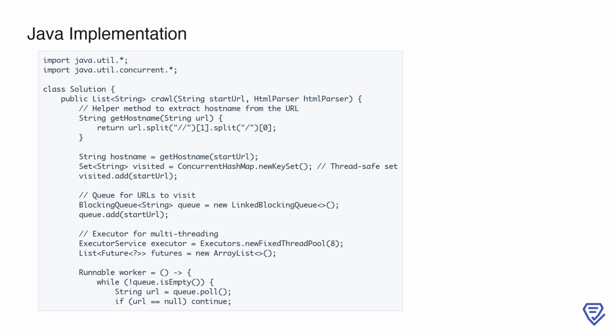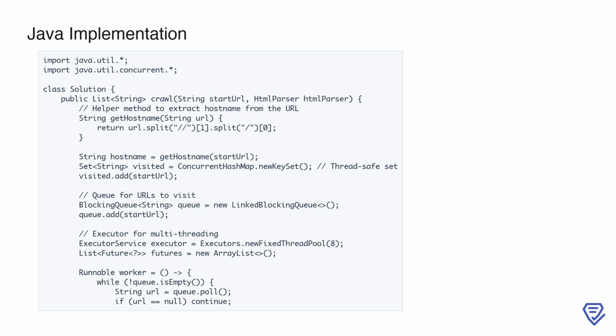To enable multi-threading, an executor service with a fixed thread pool of 8 threads is initialized, which will allow us to process multiple URLs concurrently. A list is also created to store the futures associated with each thread. Finally, a runnable worker task is defined.